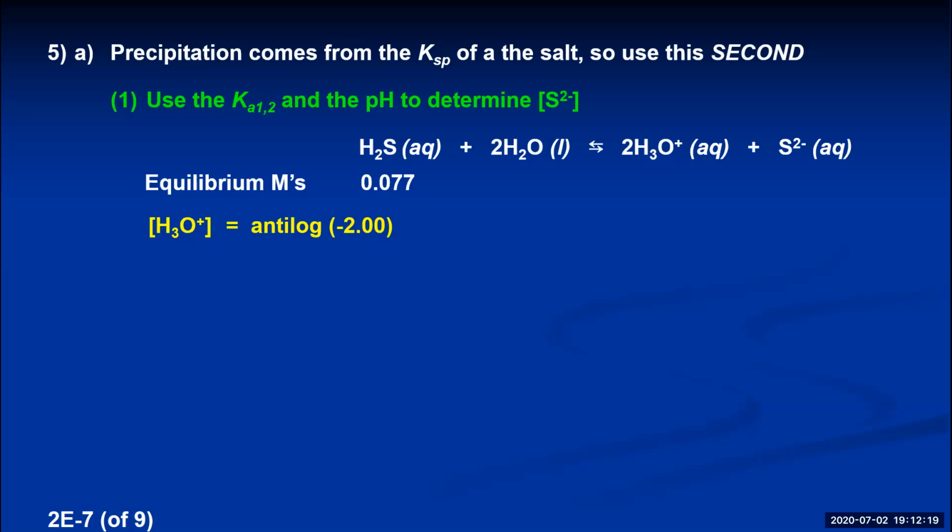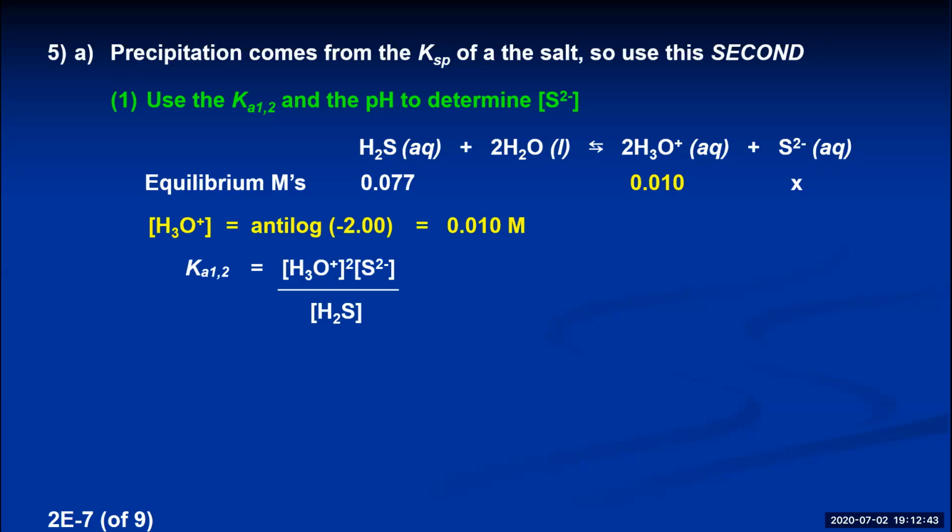We're trying to get the hydronium concentration, and we can do that from the pH. It's the antilog of the negative pH. That turns out to be 0.010 molar, so I can plug that in here. And the only variable I don't know is the sulfide. Anytime you only have one variable in your equilibrium line, you don't need to write an ICE table. You just plug these values into the Ka12 or the equilibrium constant expression.